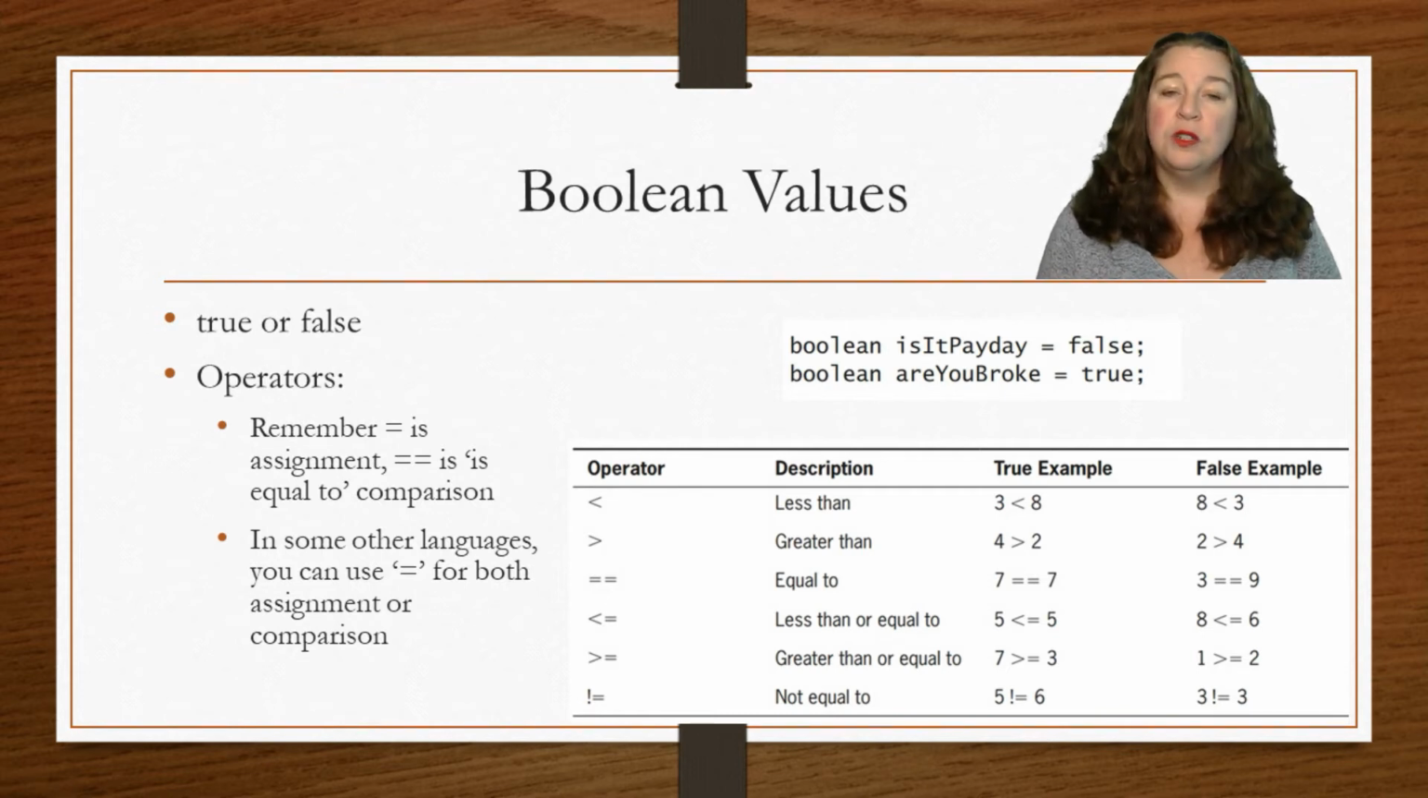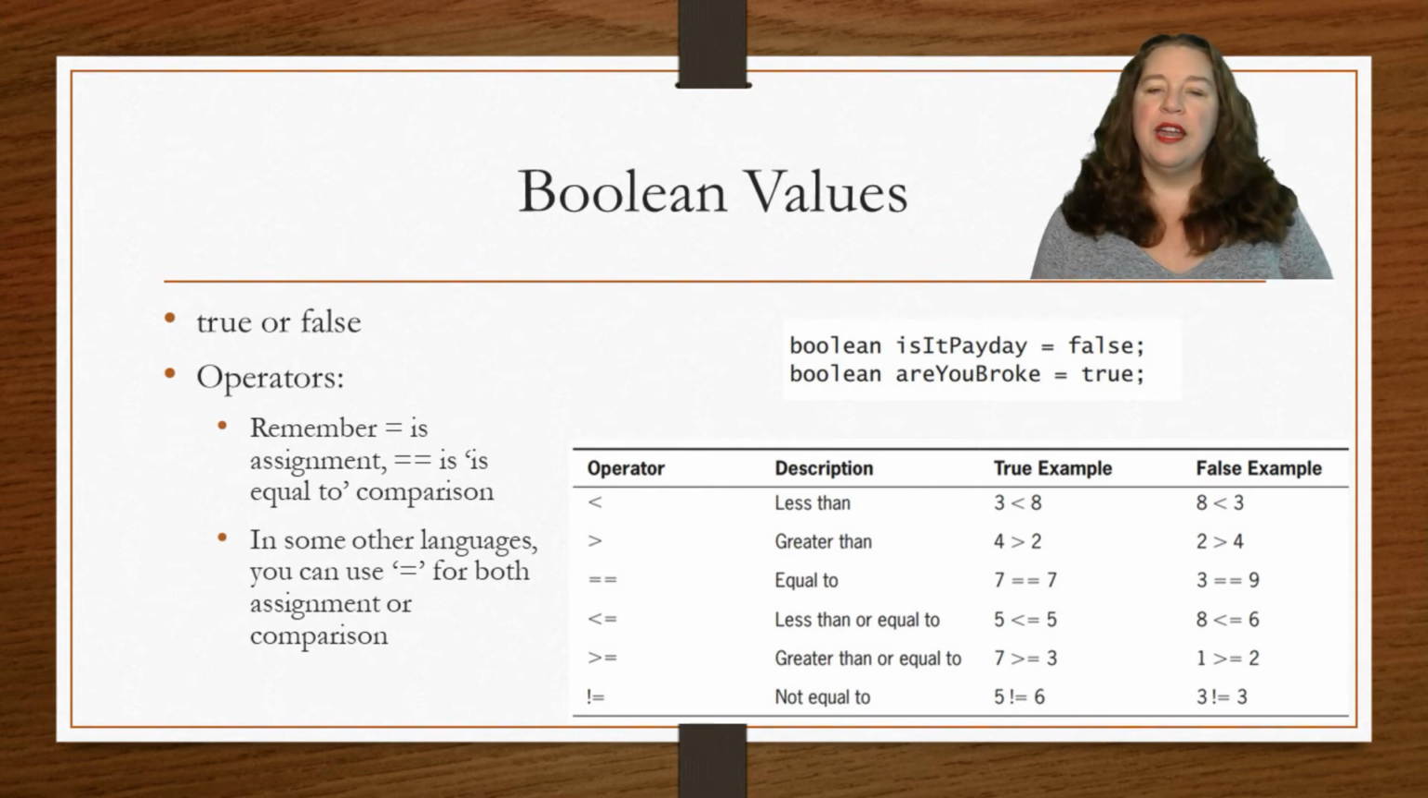You can also use a Boolean expression to reserve a true or false value when we get into loops, when we get into while loops and when we get into if statements. In this case, if we had the operator of less than and we said 3 is less than 8, that would be true. If we said 8 is less than 3, that would be false.